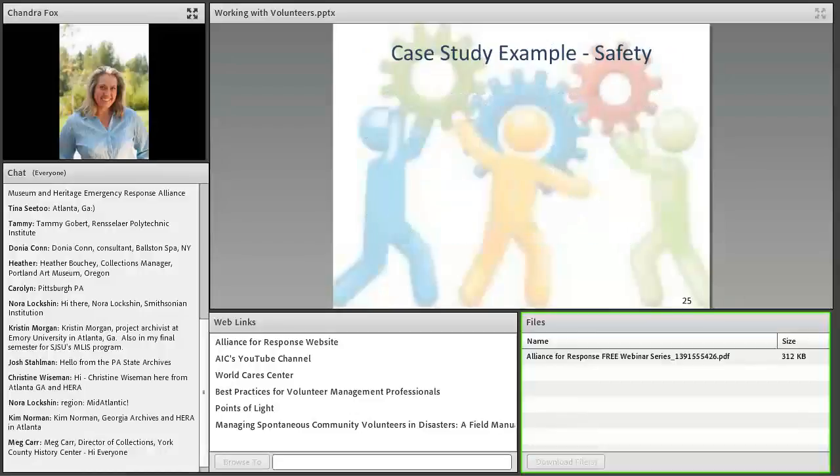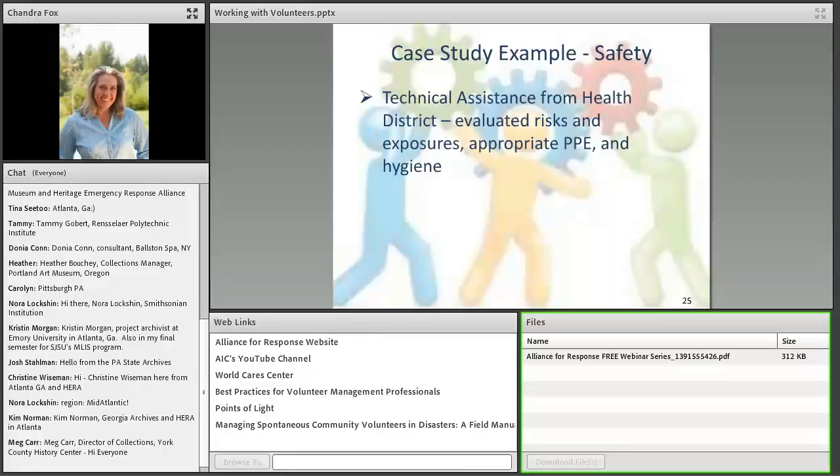So as an example from our landslide response, one of the first things we did to address the safety of the volunteers was we requested technical assistance from our health district. And you have to remember that we were in a contained environment, in a closed warehouse.